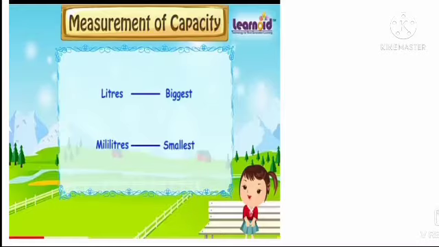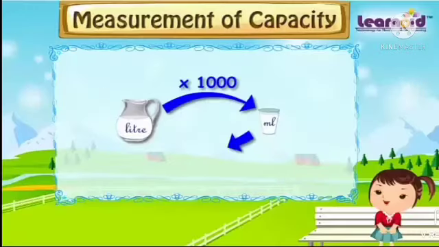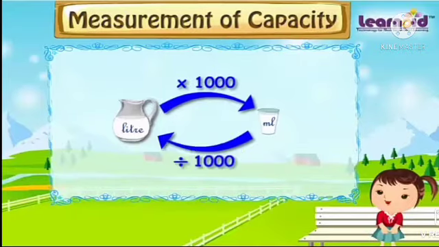Measurement of capacity. Here liter is the biggest unit. To measure the smallest quantity, we are using the smallest unit called milliliter. So children, to convert liter into milliliter, you have to multiply by 1000. To convert milliliter into liter, that is from smallest to biggest, you have to divide by 1000.